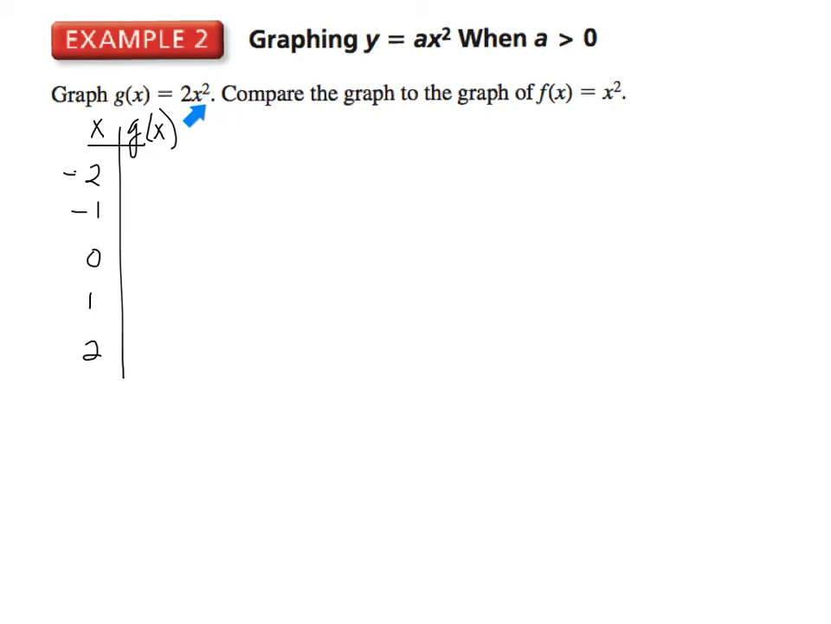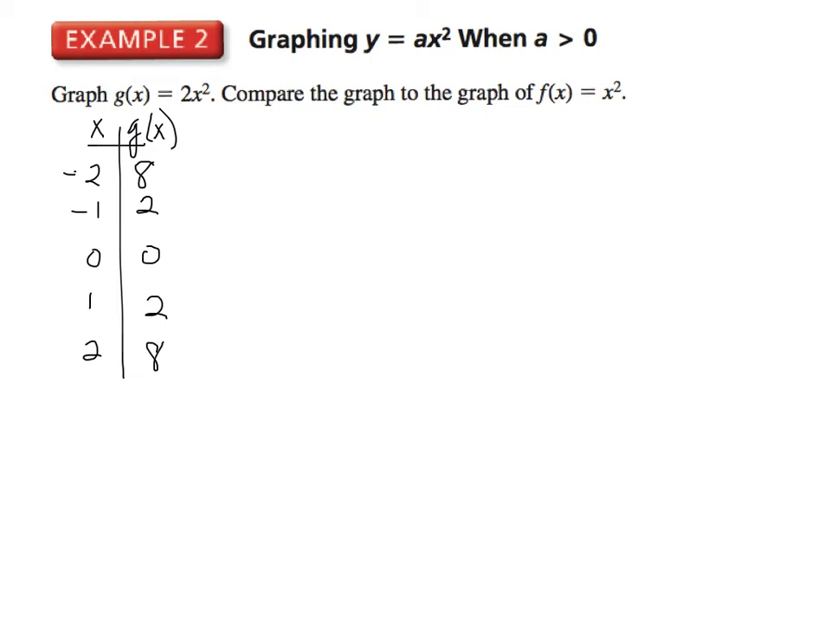When you plug this in, don't forget your order of operations. If I plug in -2, -2 squared is 4. 4 times 2 is 8. And I'm just going to fill these out. The math here should not be difficult. So if I plug in -1, I get 2. If I plug in 0, I get 0. If I plug in 1, I get 2. And if I plug in 2, I get 8.